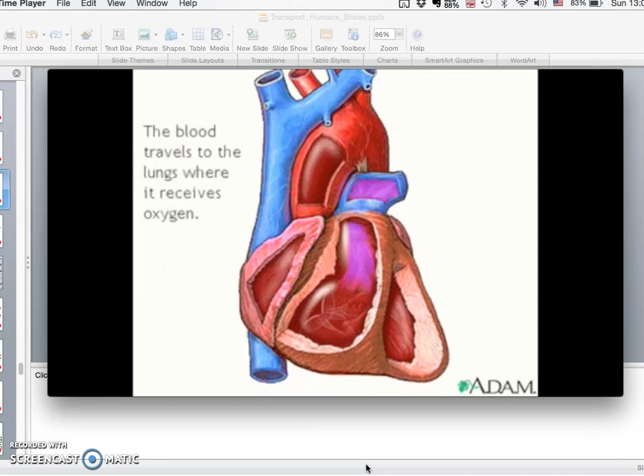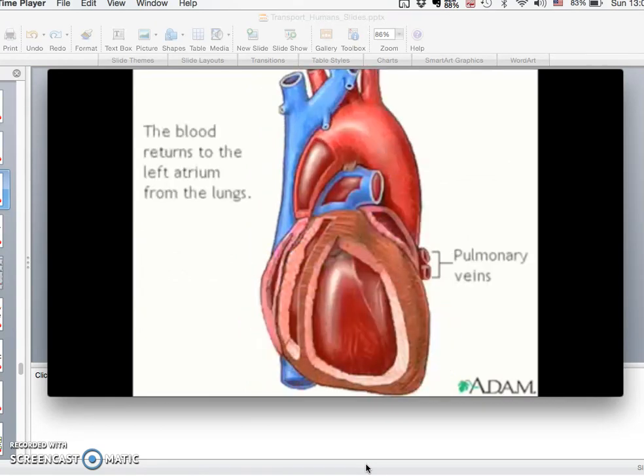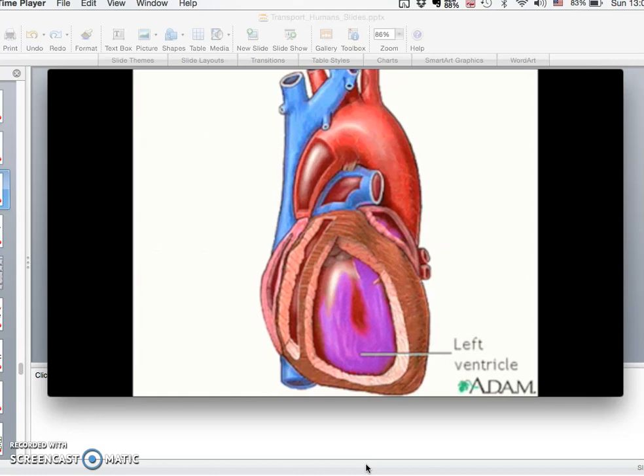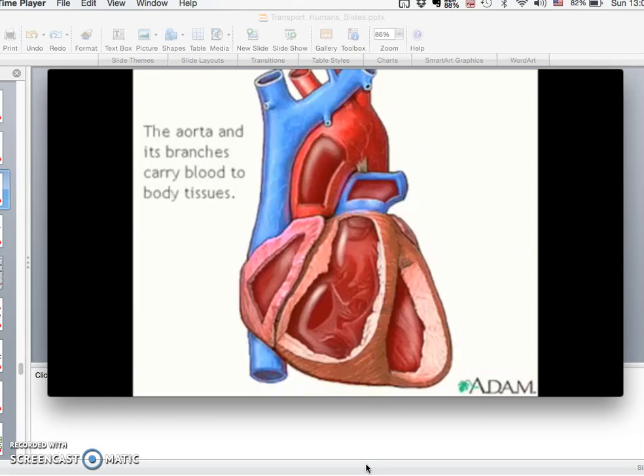The blood then travels to the lungs where it receives oxygen. Next, it drains out of the lungs via the pulmonary veins and travels to the left atrium. From the left atrium, the blood is forced through the mitral valve into the critically important left ventricle. The left ventricle is the major muscular pump that sends the blood out to the body systems. When the left ventricle contracts, it forces the blood through the aortic semilunar valves and into the aorta. From here, the aorta and its branches carry blood to all the tissues of the body.